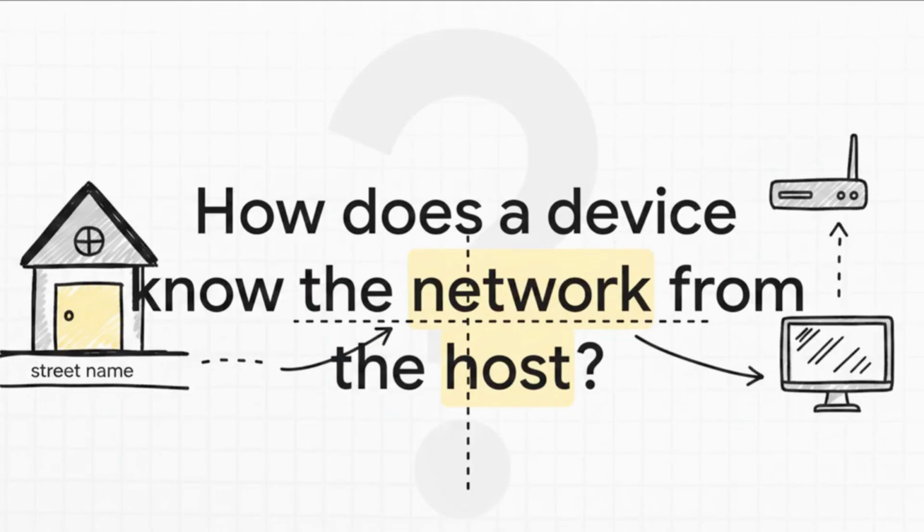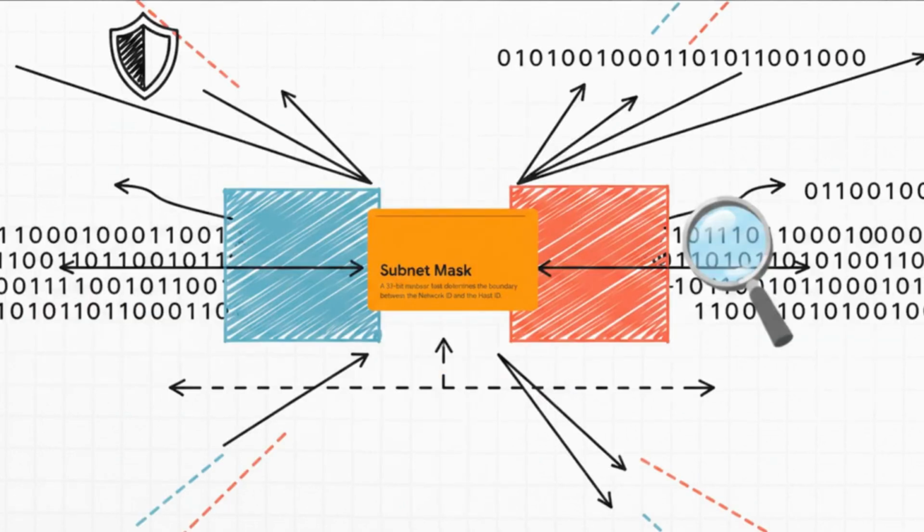If it's just one long string of numbers, how does a router or your computer know where the street name part ends and the house number part begins? I mean, where does it draw the line? Well, the answer is this other helper number called a subnet mask. The easiest way to think of it is as another 32-bit number that acts like a filter or a stencil. It lays right on top of the IP address and basically tells the device, all right, look, this part is the network and this other part is the host. It's the thing that draws that line for us.